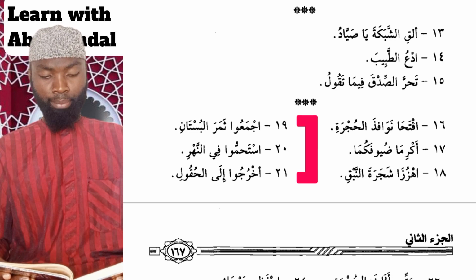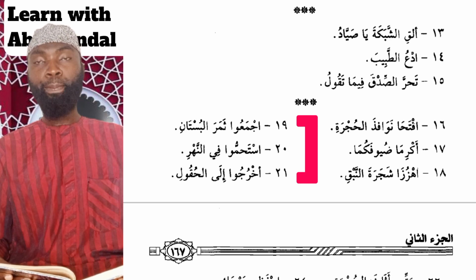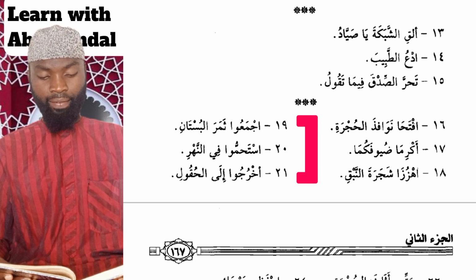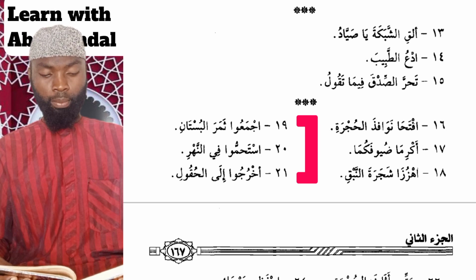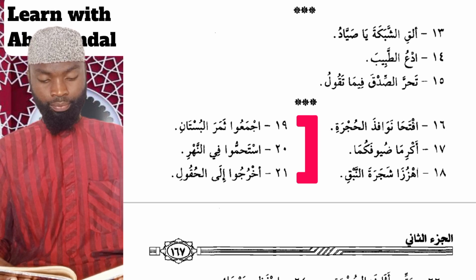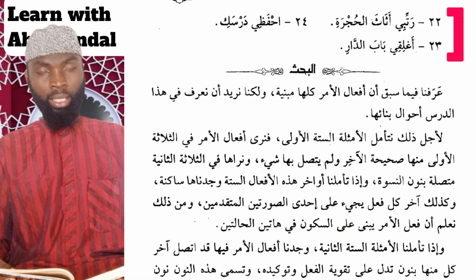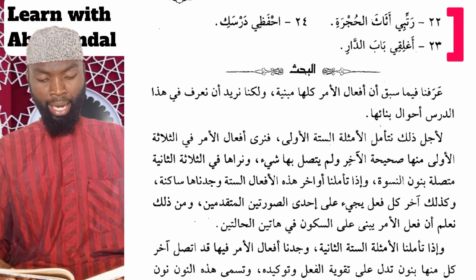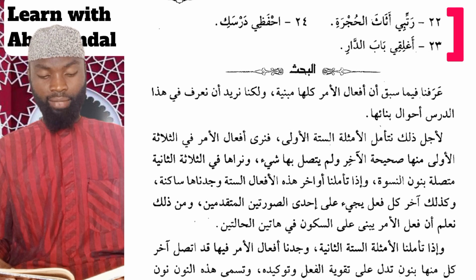Number 19, we have ijitma'u samarul bustan, gather the fruit of the garden. Number 20, we have istahimmu fin nahri, all of you should bathe in the river. Number 21, we have ukhruju ila al-hukuli, go out all of you to the farm or to the field. Number 22, we have rattibi athath al-hujrati, arrange the room chairs, you female. Number 23, we have aghliqi babad dari, you female should close the door to the house. And lastly, we have ihfadhi darsaki, memorize your lesson, for a female.